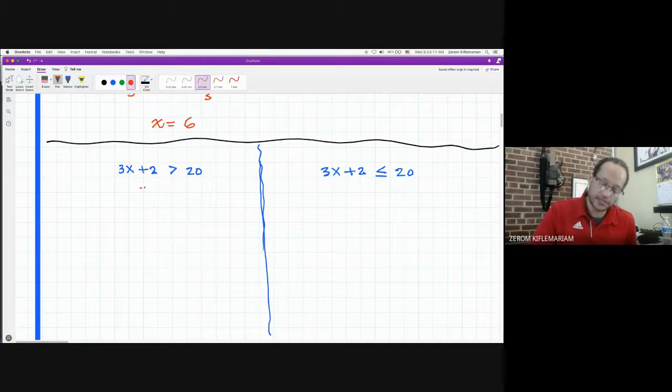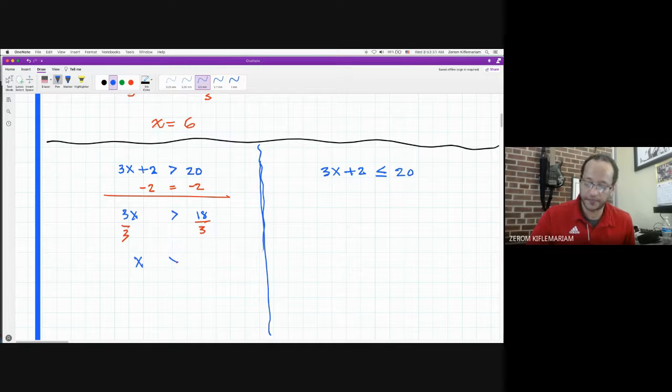First things first, let's go ahead and get rid of 2. You subtract 2 equally from the left and the right. So we have 3x is greater than 18, divided by 3, divided by 3. Then we have x is greater than 6. So what is greater than 6? How many numbers are there?